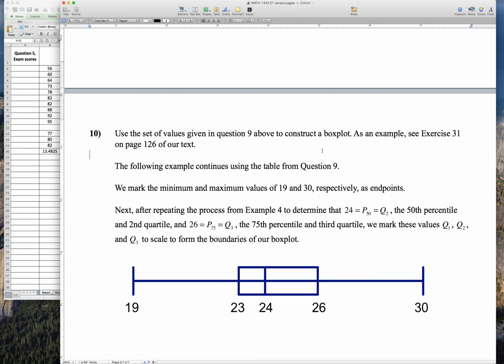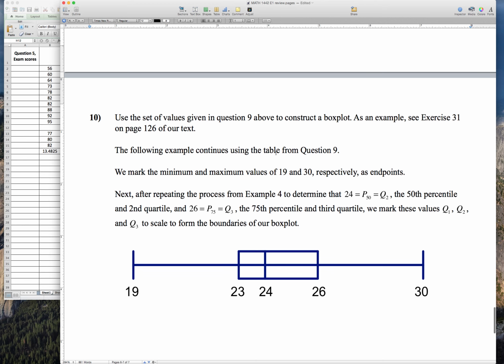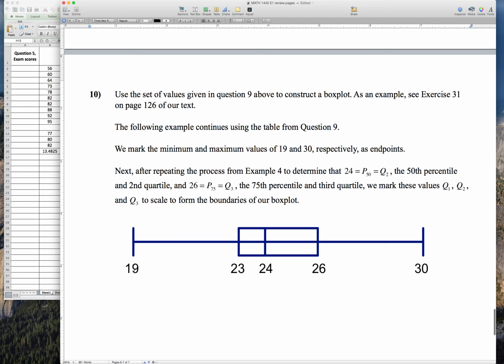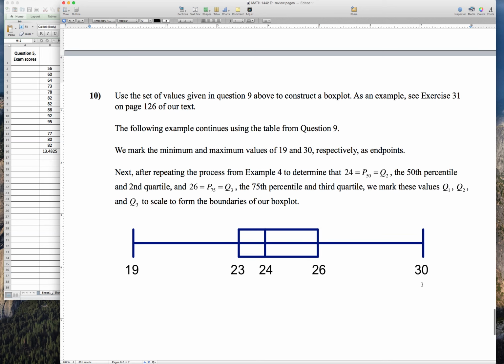My program thought I misspelled box plot because it doesn't know the word. So here we go in number 10. We're asked to use those values to construct a box plot. So what is a box plot? Well, a box plot shows us 5 particular values. It shows us the smallest value, the minimum value in a data set, the maximum value in a data set, and 3 values in between.